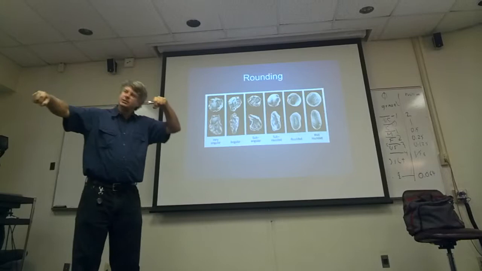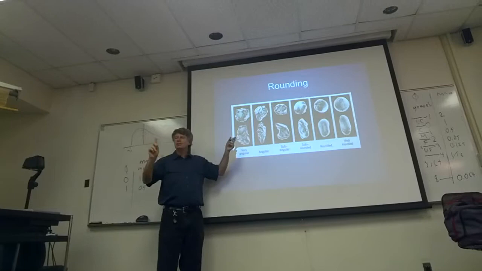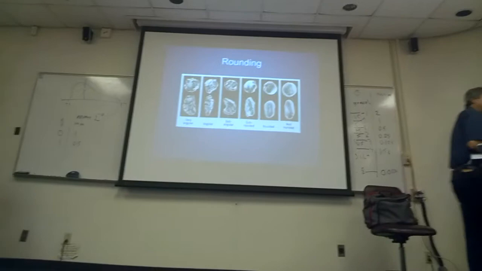Up the beach and down the beach. And so you can have something that moves a long way without getting very far. And so you can have well-rounded sands that are spatially close to the source, but they've traveled a long way. So it gives transport distance.